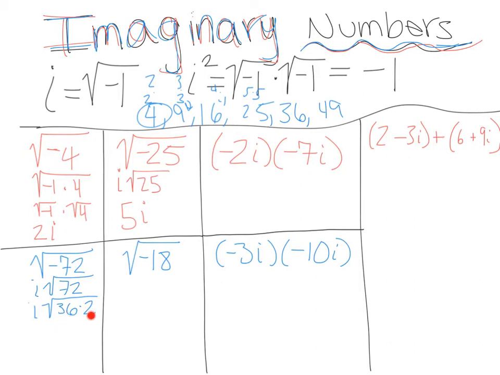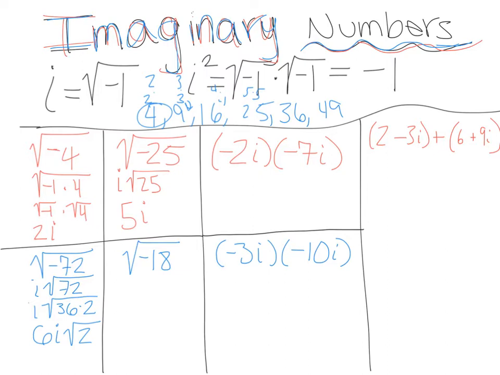So the square root of 36 times 2, the square root of 36 is going to give me 6. So on the outside I'll have 6i. And on the inside, the square root of 2, I cannot take that and simplify it any further. So I leave the 2 on the inside of the square root. The square root of 36 gives me 6, so I put that on the outside. So this is my final answer.